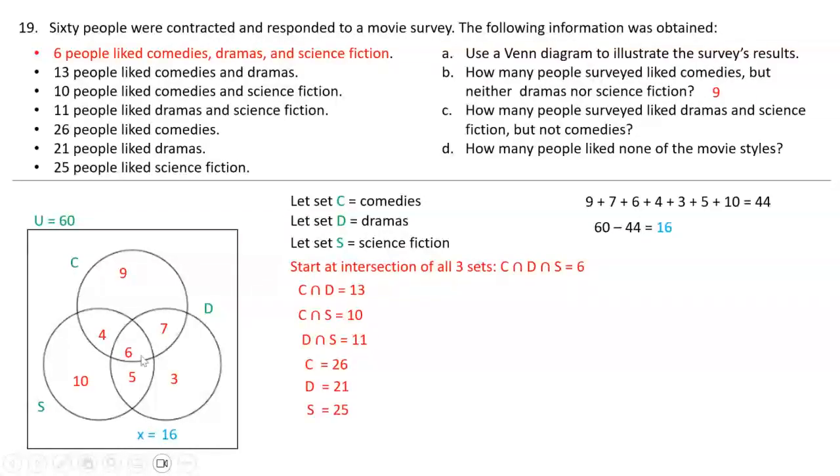How many people surveyed like dramas and science fiction, but not comedies? So how many people like dramas and science fiction, right? But not comedies will be these two here, but not the comedies, so not these right here. So the answer will be 10 plus 5 plus 3, which gives us 18. And for part D, how many people like none of the movies will be 16, which was on the outside. Okay. And these problems come straight from the homework.